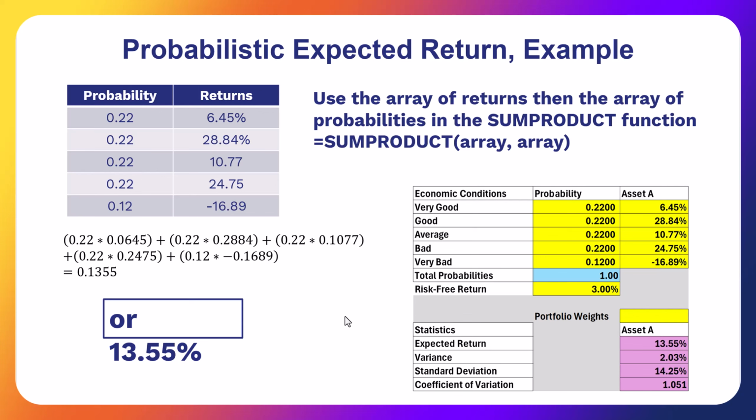There's also a standalone worksheet that you can get from my class, and that's here. We just input the probabilities. Here's the asset, and that formula is right there where we calculate the 13.55%.